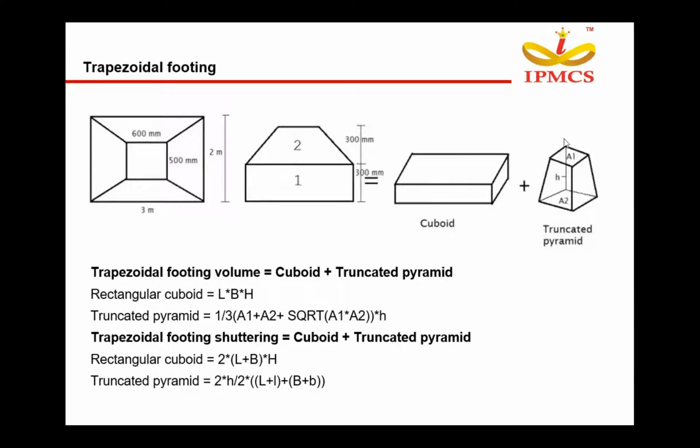The formula is 1 by 3 into A1, where A1 is the top surface of the pyramid, plus A2, which is the bottom surface of the truncated pyramid, plus square root of A1 multiplied by A2, multiplied by its whole height h. When we speak about shuttering, again for the cuboid it is the perimeter of the cuboid multiplied by its height, and for the truncated pyramid also it is the perimeter of the truncated pyramid multiplied by its height. So let us see today how we can apply these formulas for our takeoff when we have a trapezoidal footing plan.